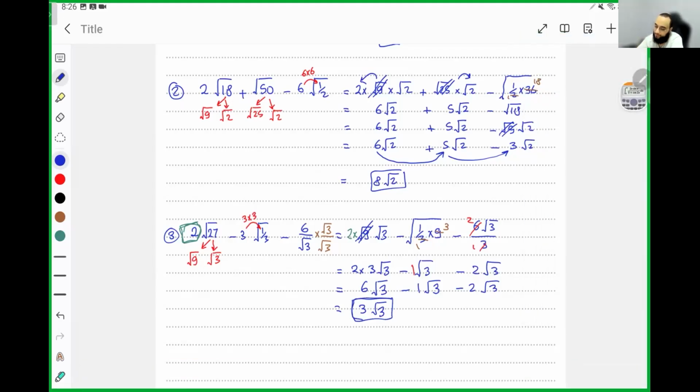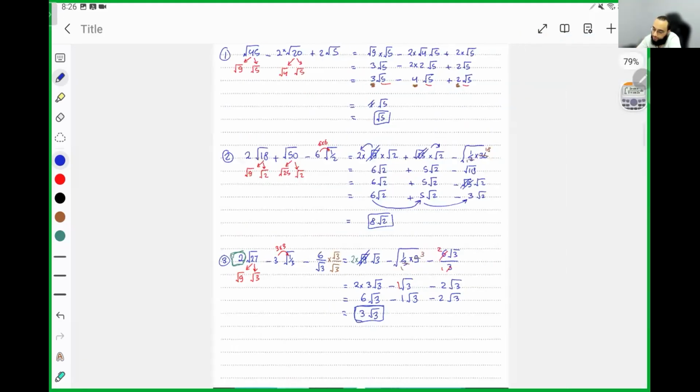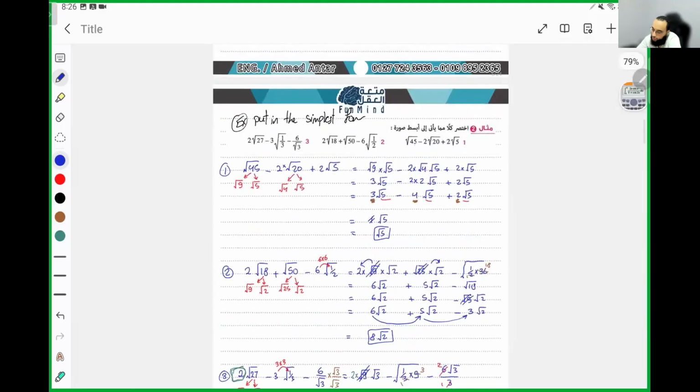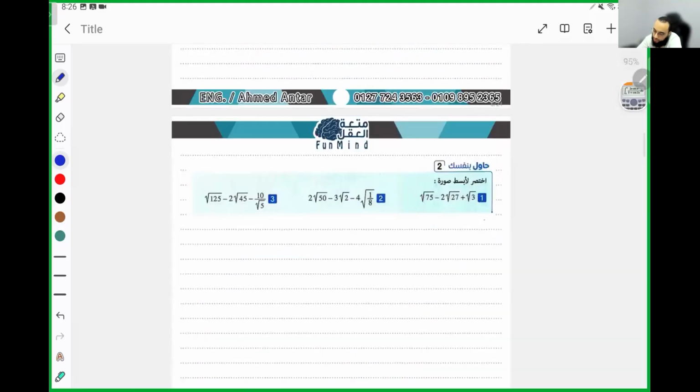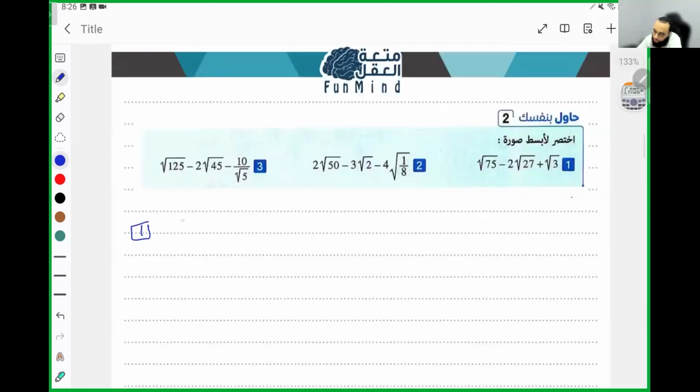Muhammad Al-Hussein, answer with me the next. This one. It's root 75 minus 2 root 27 plus root 3. So Muhammad Hussein, how can you decompose 75? 75 can be decomposed into 25 times 3, and this is 9 times 3.